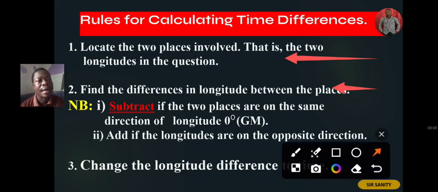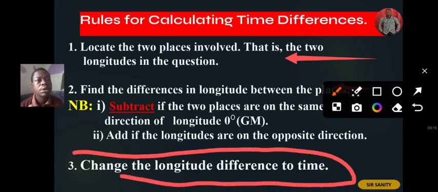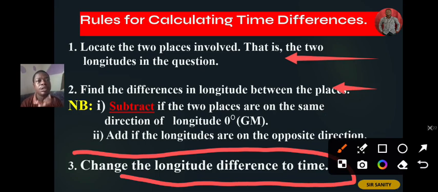Now, when you are done with that, the next thing you must do is change the longitude difference to time. As I said, when converting from longitude to time, 15 degrees will give you 1 hour, whilst 1 degree will give you 4 minutes.